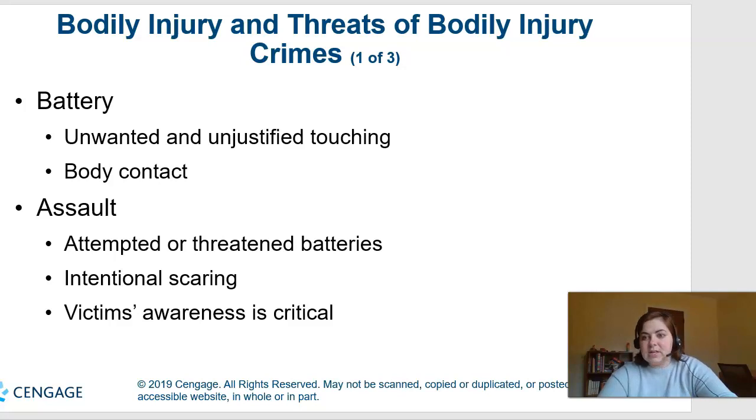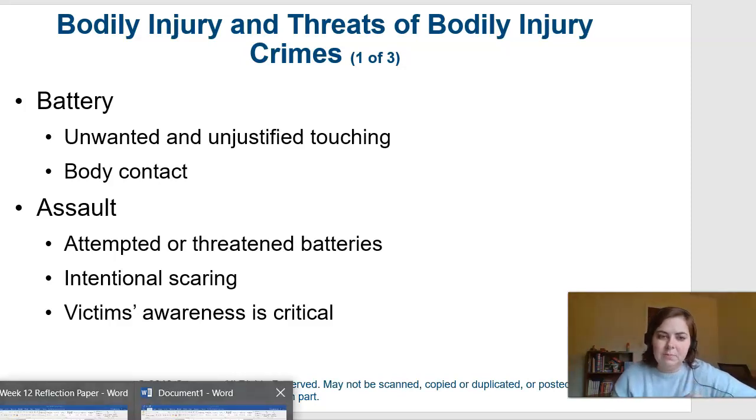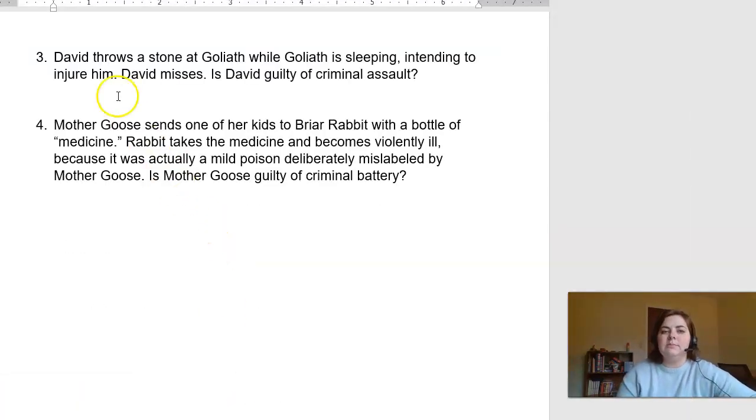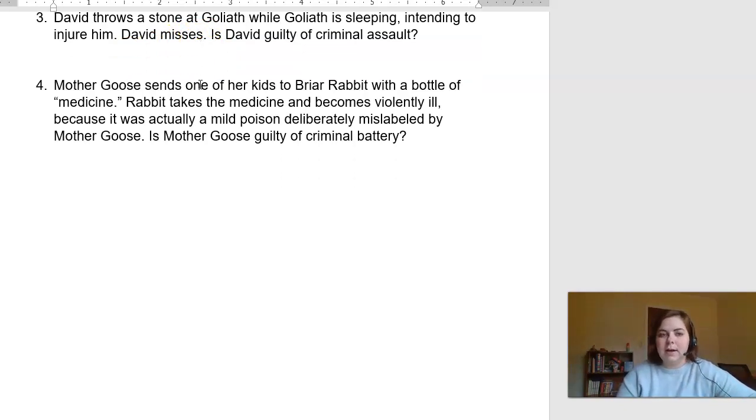But it is possible to have a common or a simple assault. And the simple assault would usually be classified as a misdemeanor. Okay. Now, your book doesn't have any examples of assault and battery, but I am going to pull up a couple right here. So our first one, David throws a stone at Goliath while Goliath is sleeping, intending to injure him, but David misses. Is David guilty of a criminal assault?